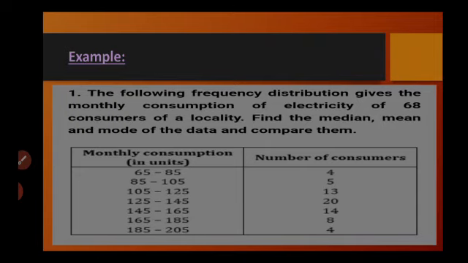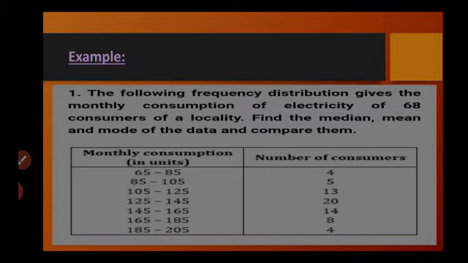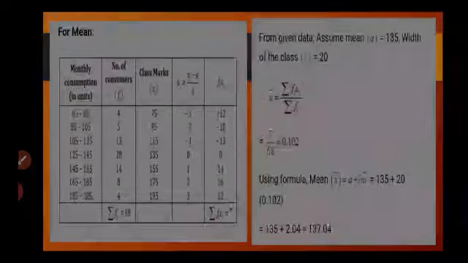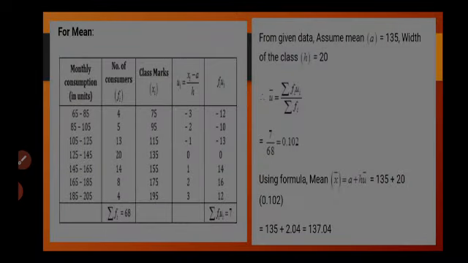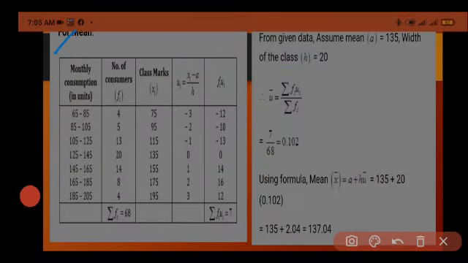So here one question is there: the following frequency distribution gives the monthly consumption of electricity of 68 consumers of a locality. We have to find the median, mean and mode of the data, and we have to compare them also. Okay, so you can see the question here. Now let us see one by one. First of all we are finding the mean.